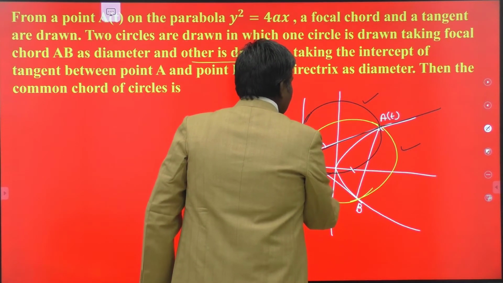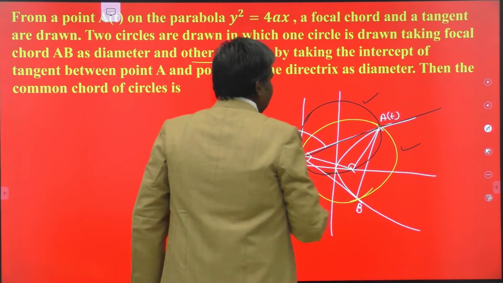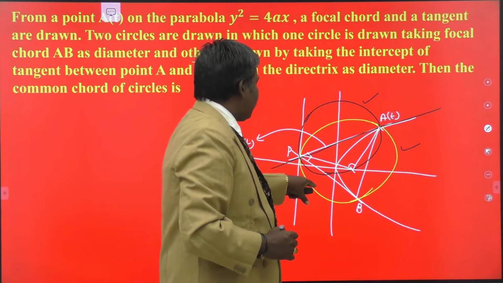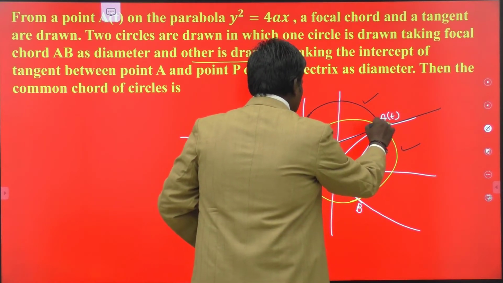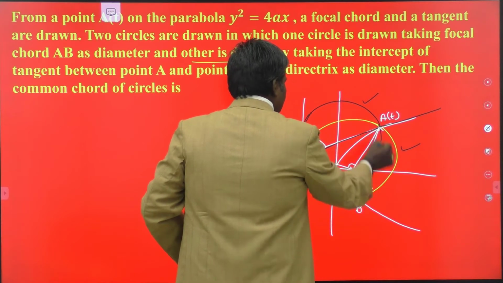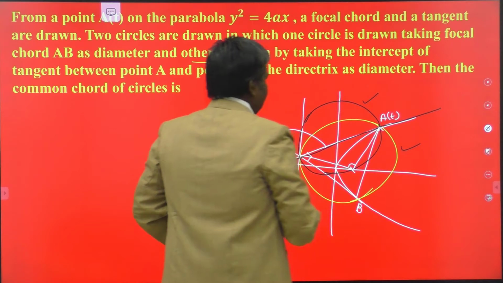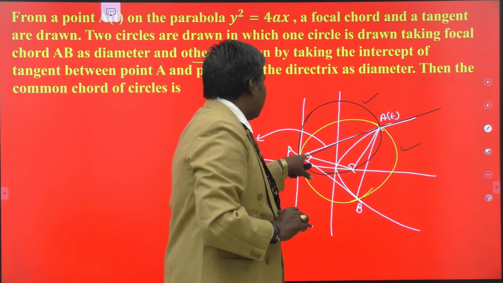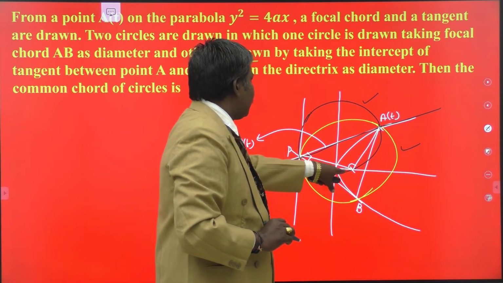That means if you join like this, here the angle is also 90 degrees. So your circle must be passing through this point. Actually it is a rough diagram. This is the circle on AB as diameter. We are not constructing the circle on this one. We are constructing the circle on AP as diameter, so what must it be passing through?